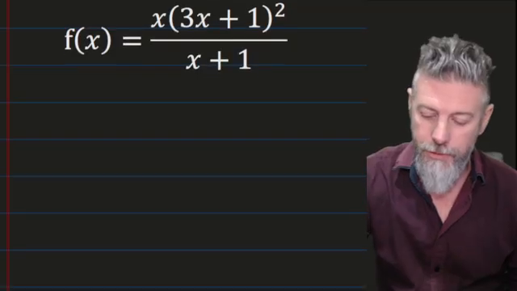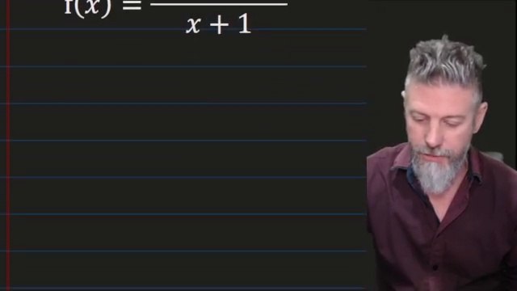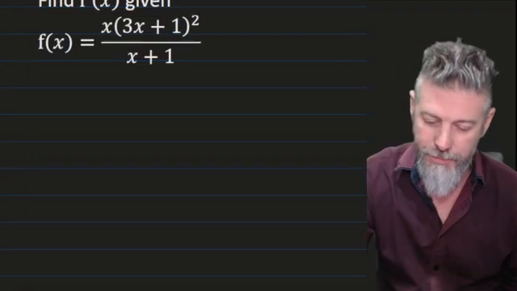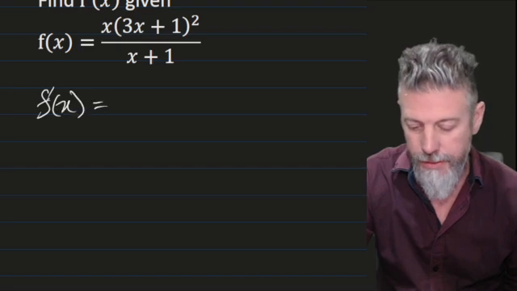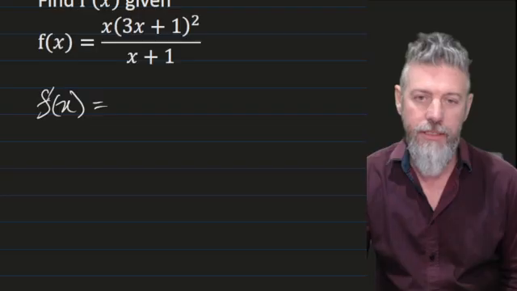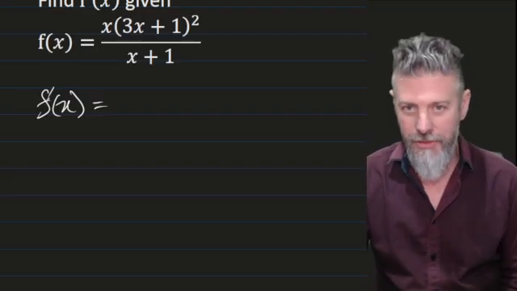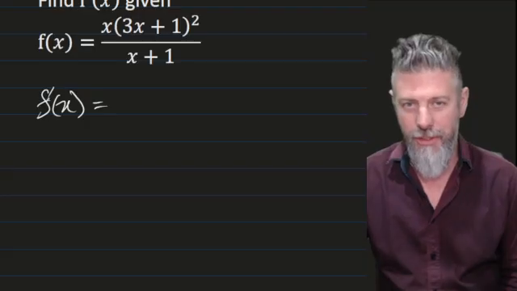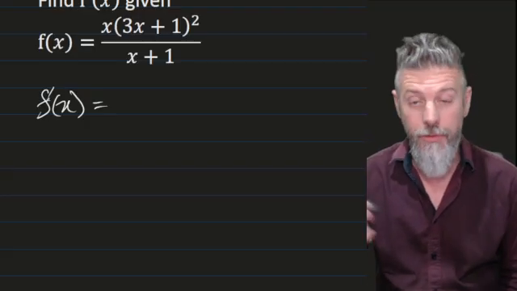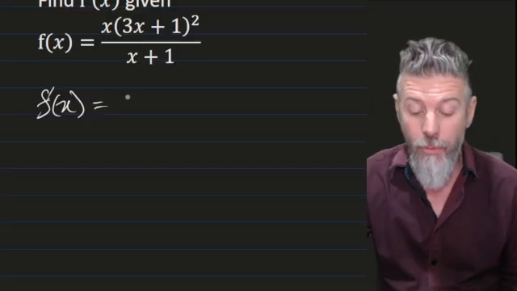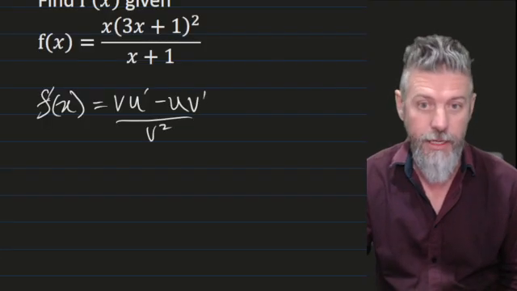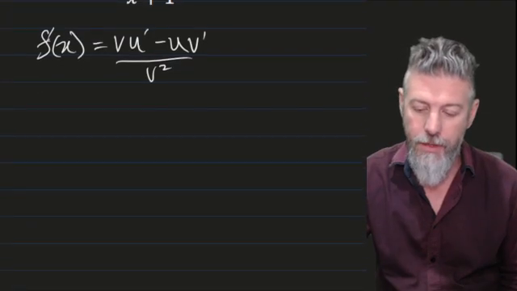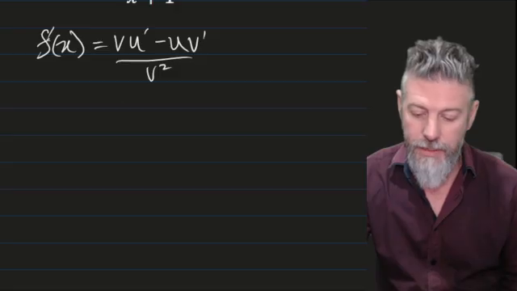So the derivative of this function, let's get a little bit of space, is equal to, so the quotient rule says bottom times the derivative of the top minus top times the derivative of the bottom all over the bottom squared. Now if you're starting out with this, you may want to write out the formula, v u dash minus u v dash over v squared, and then sub into the appropriate places. So the bottom is x plus 1.